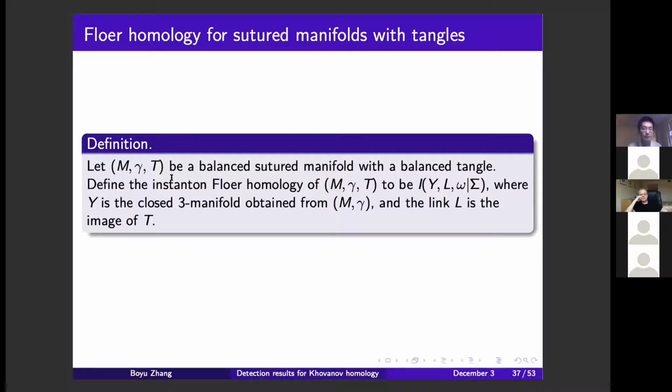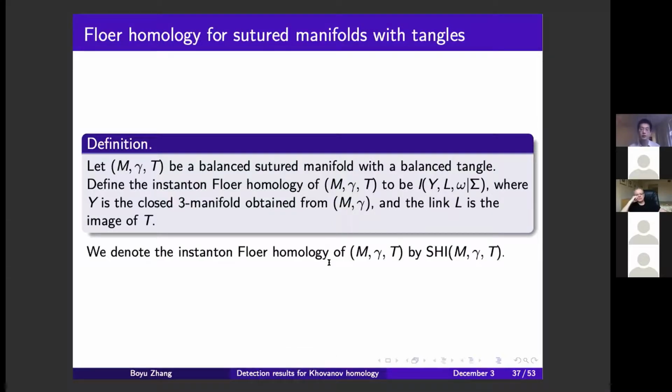So here, by definition, we define the sutured instanton Floer homology group of the sutured manifold with tangle to be the subgroup of the instanton Floer homology group of the triple associated to a surface sigma, where Y here is the closed manifold obtained from the sutured manifold using Kronheimer-Mrowka's construction. L is the image of the tangle. Omega is some auxiliary data that has to be defined technically, and sigma is one of the gluing surfaces we take in the gluing construction of Y. We also follow the notation of Kronheimer-Mrowka and denote the Floer homology invariant of this triple to be SHI(M, gamma, T).